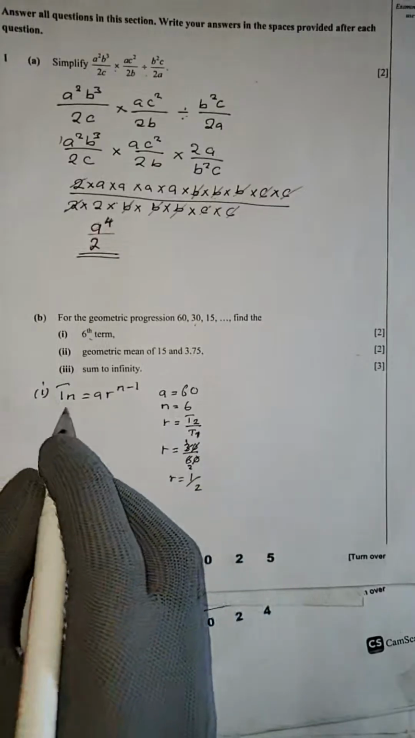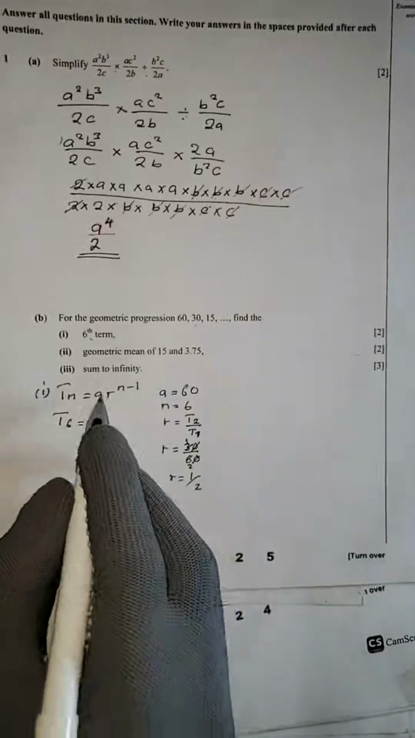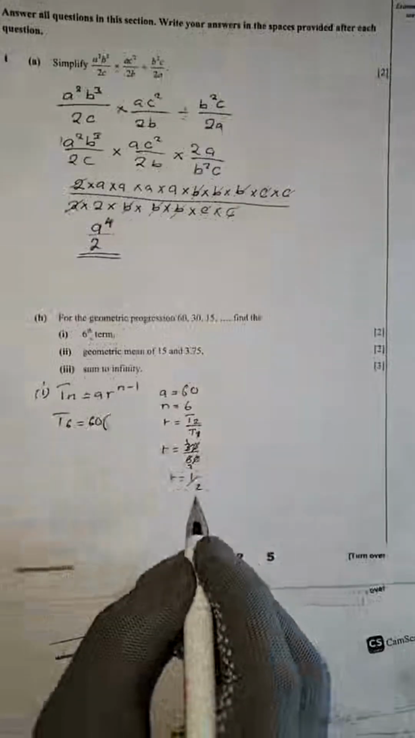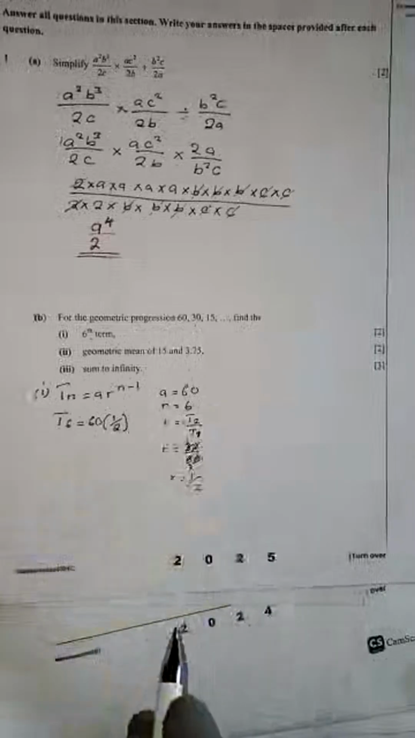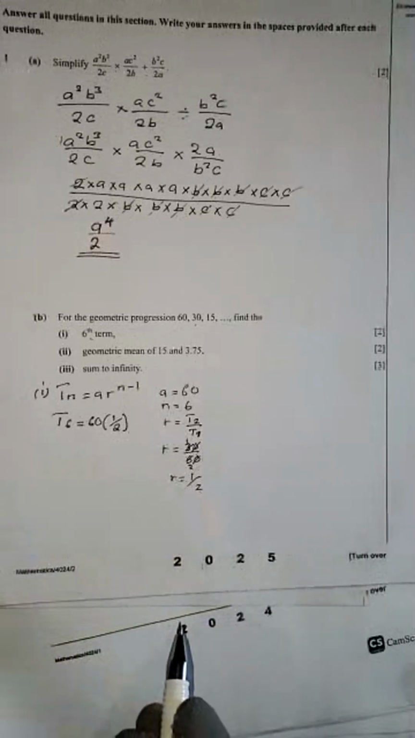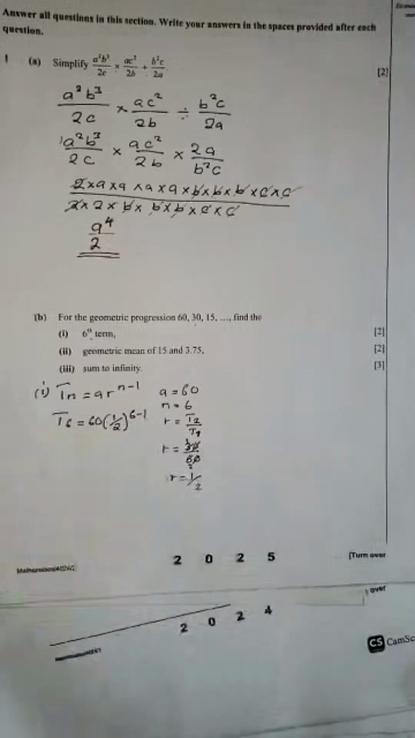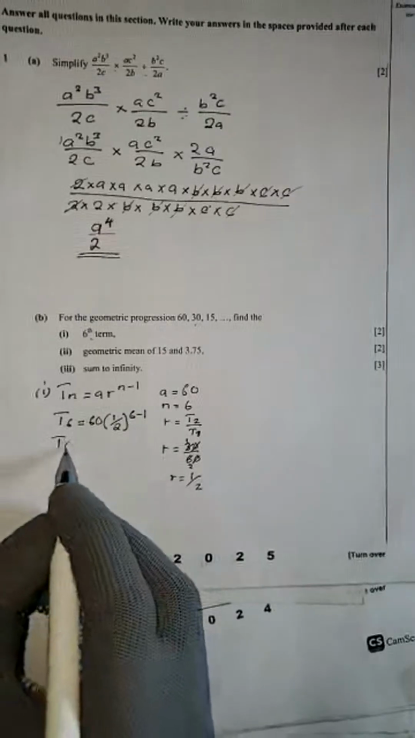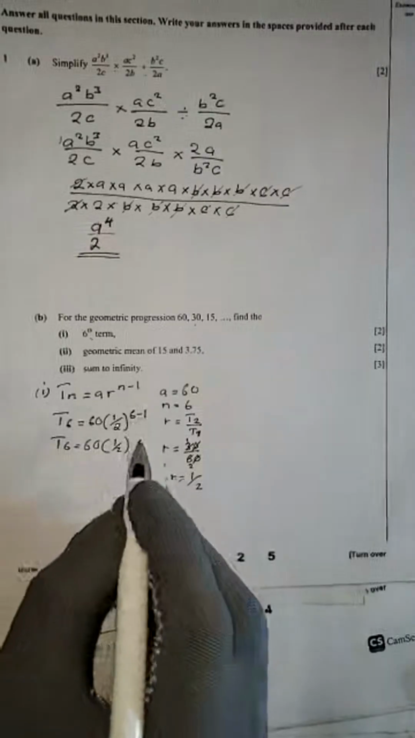So we're going to substitute here. We want to find the sixth term. So where there's n, we're going to say T6 equals a, the first term, which is 60, open bracket, common ratio is 1 over 2, to the power n, the number of terms, which is 6. So it will be 6 minus 1. So T6 equals 60 multiplied by 1 over 2 to the power 6 minus 1, which is 5.